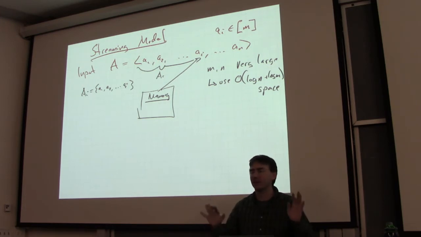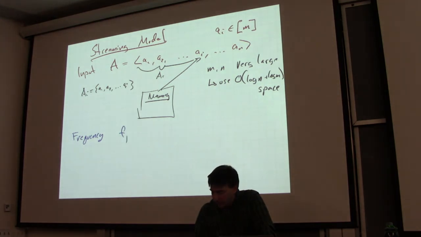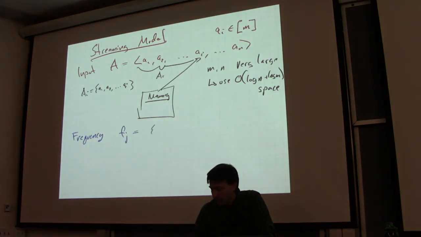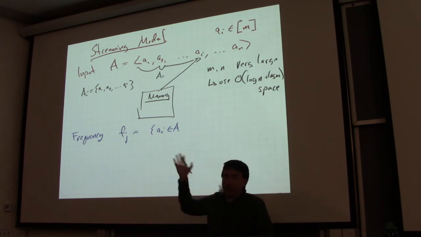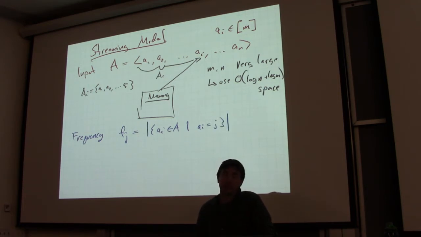Okay, but understand the model, this makes sense, right? And so we were looking at this problem of the frequent items. We talk about the frequency of Fj, and that is going to be, look at the set of all the Ai in A that we've seen so far, or think of it as the whole A, such that the value of Ai is equal to j, and it's the number of these things. And we want to have an estimate of this for all values of j.